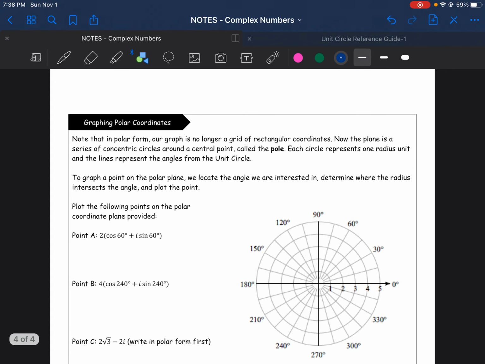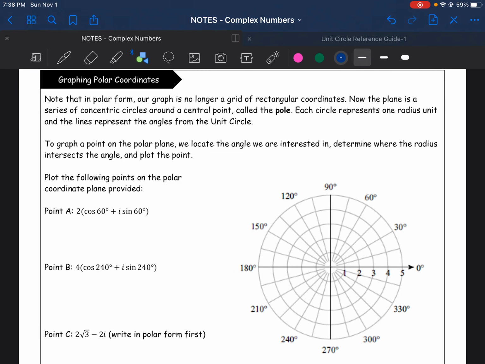So let's look at polar coordinates now. Note that here in polar form, our graph is no longer a grid of rectangular coordinates. Now the plane is a series of concentric circles around a central point called the pole. Here's the pole. Each circle represents one radius unit, and the lines represent the angles from the unit circle.